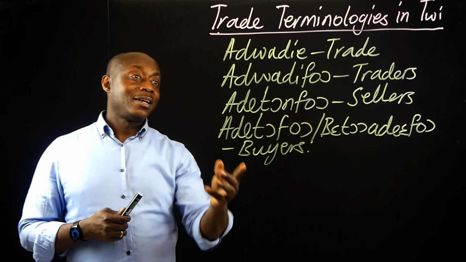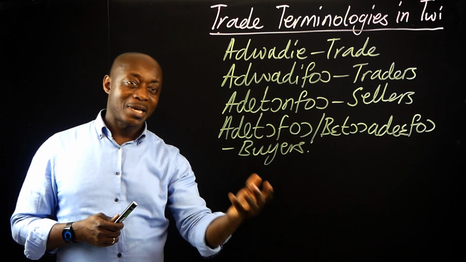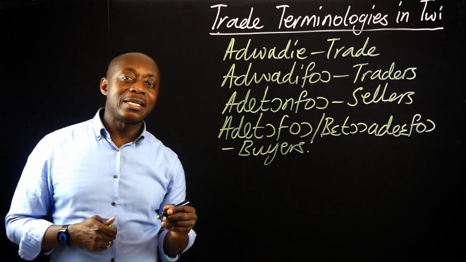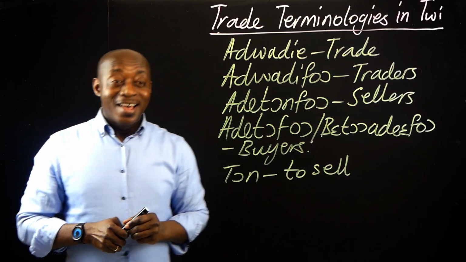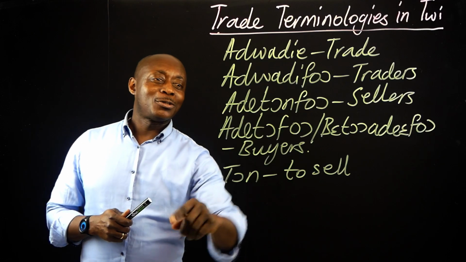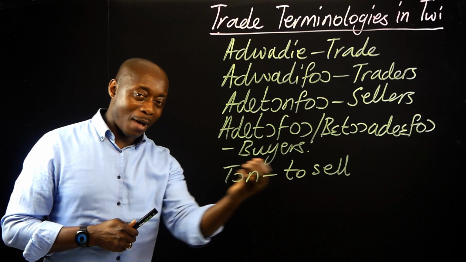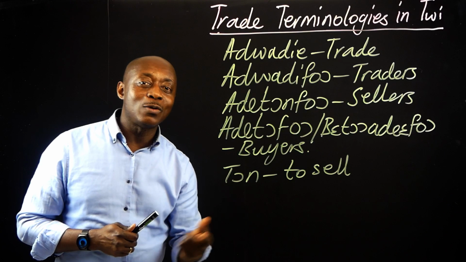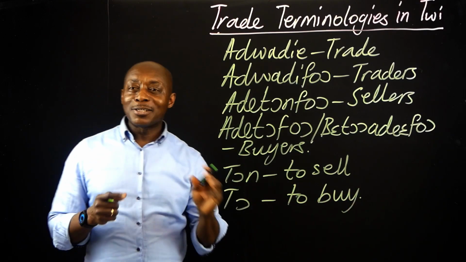We know that Adetɔnfoɔ sell items. How do we say sell in Twi? Tɔn. What about Adetɔfoɔ? They also what? Buy. And in Twi, to buy, we say what? Tɔ. That is to buy.